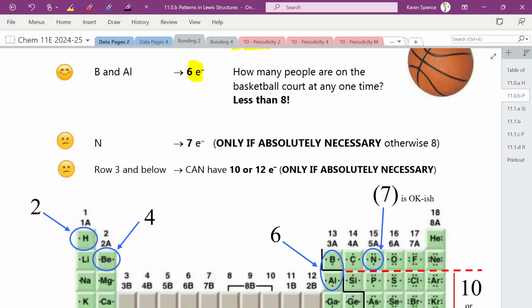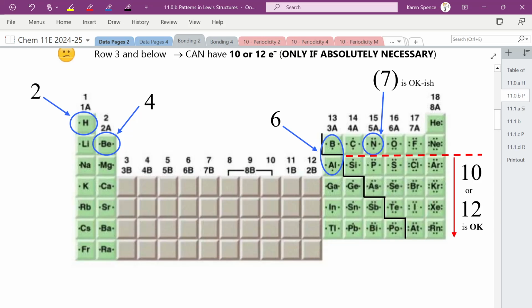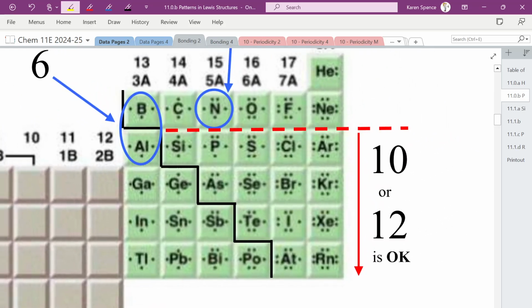Yes? Yes. And they used to think that they were hybridizing d orbitals in there as well. So after the S and the P and the P and the P, it would be SP3D and then SP3D2. But apparently that's incorrect, so we don't teach it anymore. Okay? But yeah, down here from row 3 and below, you can have 10 or 12 electrons, and that's okay. That doesn't mean they have to have 10 or 12. It just means that they can if it's necessary.